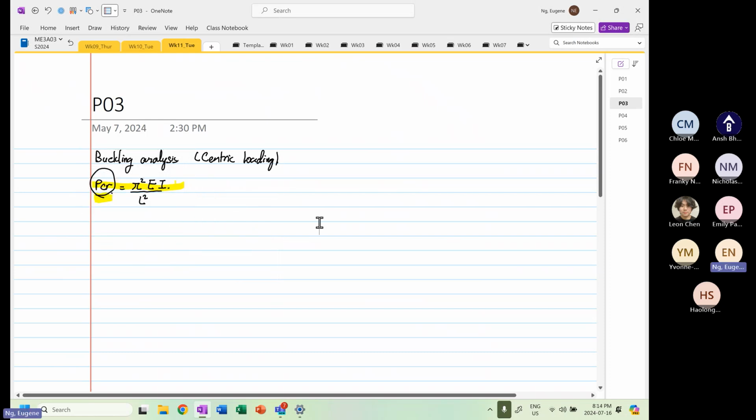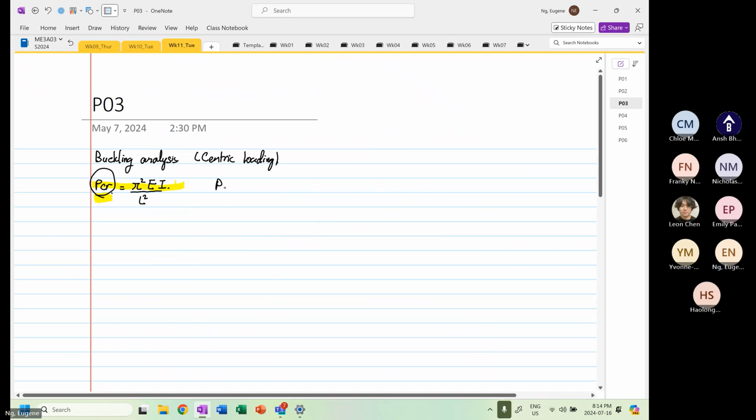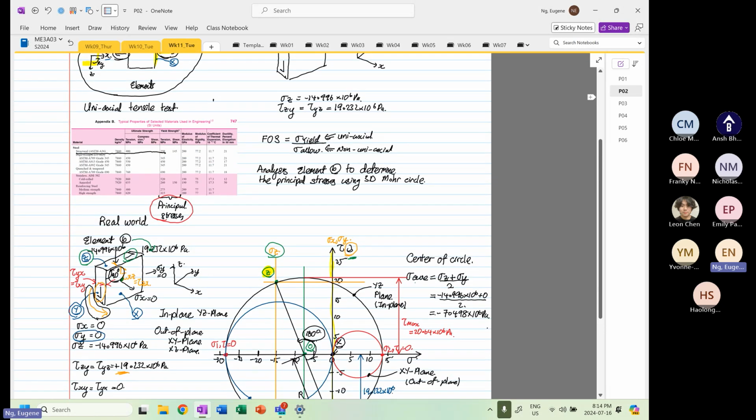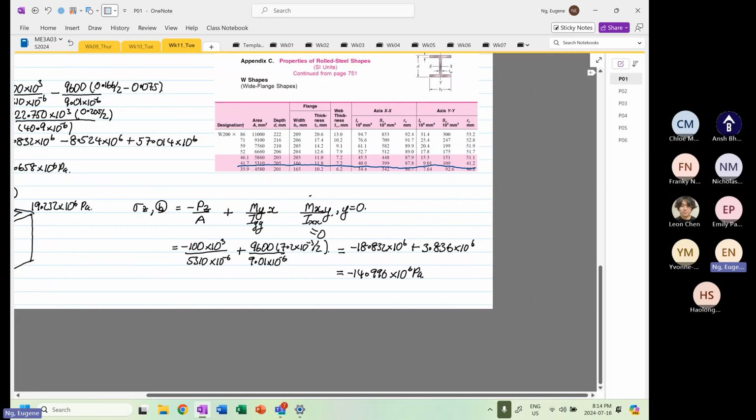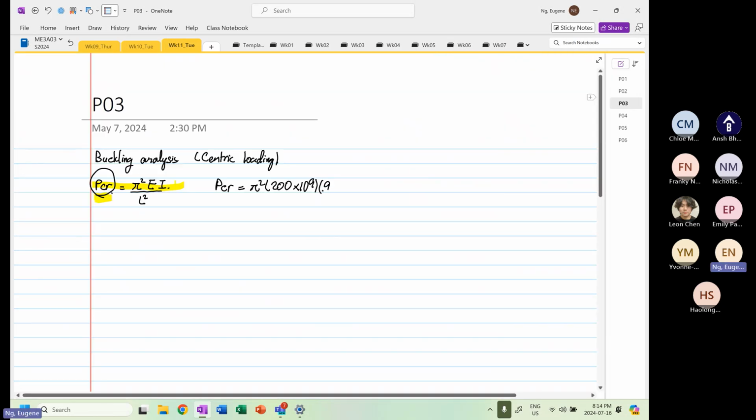So we know that P critical, our critical load, is equal to pi squared, Young's modulus of steel, multiplied by I. We are going to pick the lower I, because the lower I will induce buckling first. So it's 9.01, and we just put in 9.01 times 10 to the power minus 6.